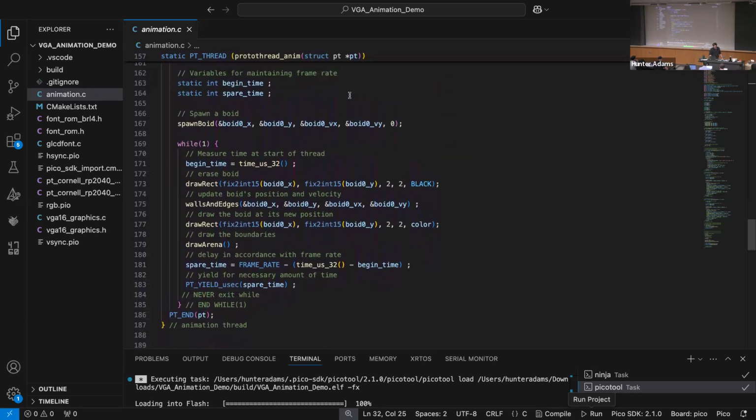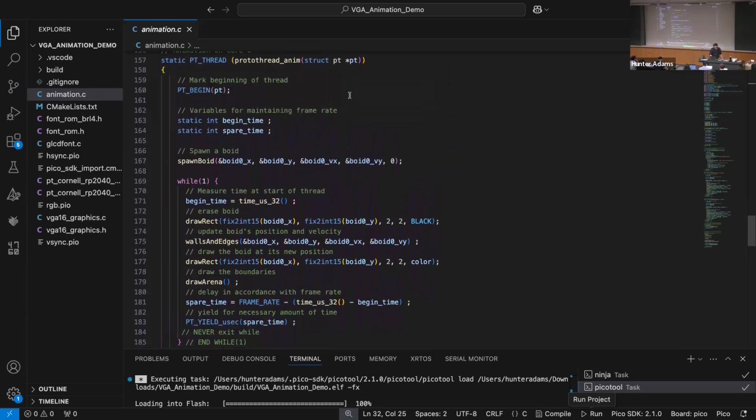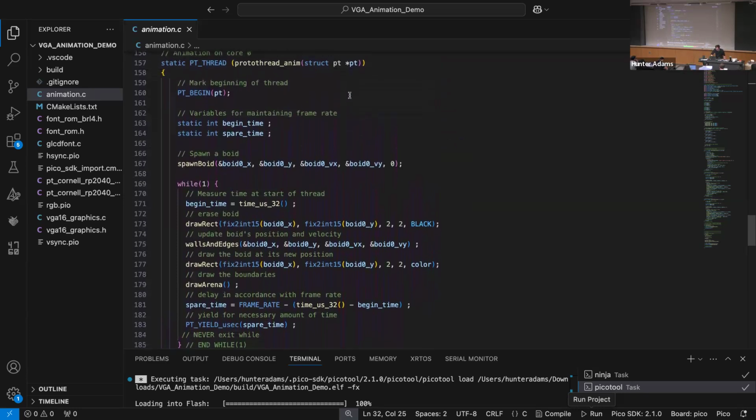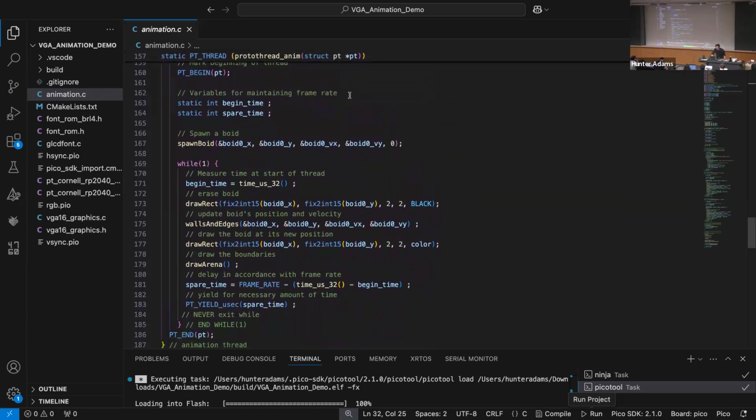And we'll talk about this in more detail in the coming lecture, but let me just show you generally how it looks. As always, the thread begins with a PT begin, ends with a PT end. In this case, we have 2 static local variables, begin time and spare time. Before entering our while one loop, we spawn a ball here. That is to say, we just give that ball an initial set of conditions. And then the animation loop looks like the following.